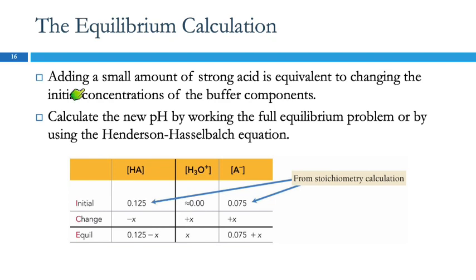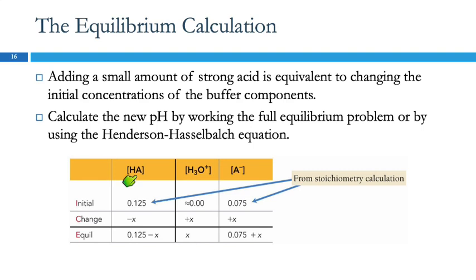So here, we're adding a small amount of strong acid. I believe what they're assuming is you've got a liter of buffer, and if I add like half a milliliter of strong acid, that's not going to significantly change the volume, right? So they're saying, well, the volume is still 1 liter. So this is our initial concentration of HA. This is zero, and this is A minus. These are the values converted to molarities that we just got from the stoichiometry problem.